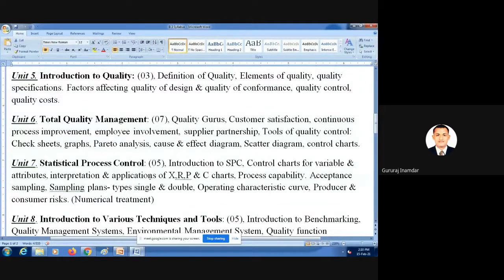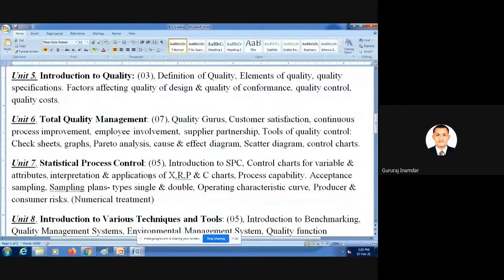So supplier partnership is also very important. Now this is the backbone of quality, our profit of that industry. Quality is very important.